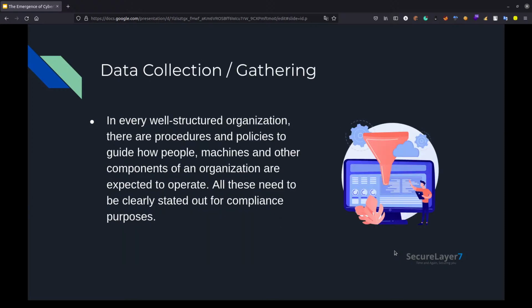So what is data collection? In every well-structured organization, there are procedures and policies to guide how people, machines, and other components of an organization are expected to operate. All this needs to be clearly stated for compliance purposes. The method to collect data from reliable or unreliable sources of information could be intrusion incidents, detection system logs, reported exploitations, firewall logs, and reverse engineering, and much more.